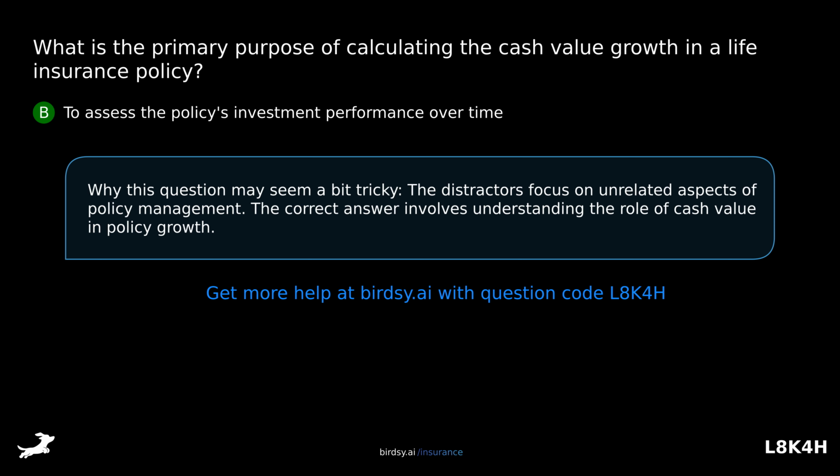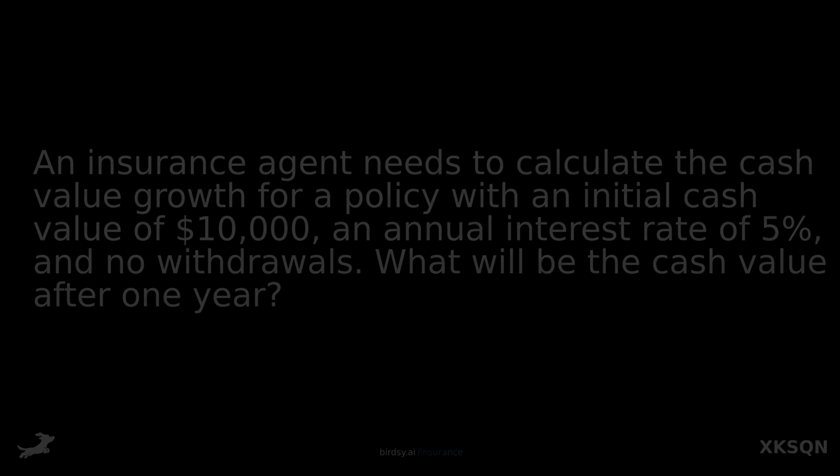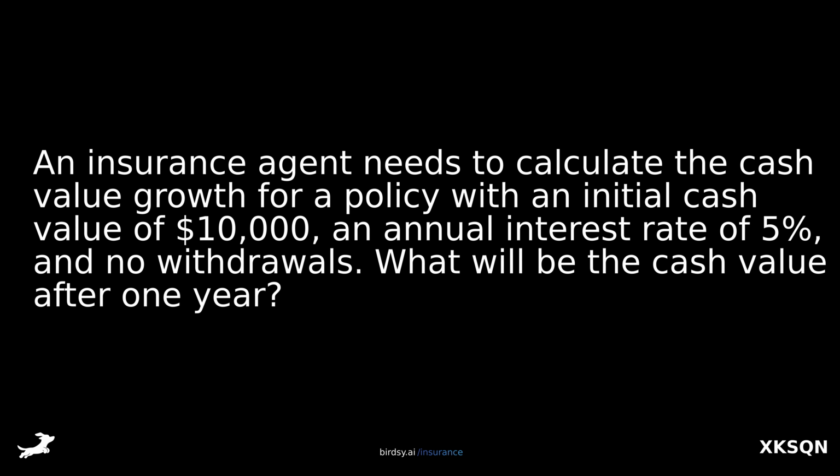Why this question may seem a bit tricky. The distractors focus on unrelated aspects of policy management. The correct answer involves understanding the role of cash value in policy growth. An insurance agent needs to calculate the cash value growth for a policy with an initial cash value of $10,000, an annual interest rate of 5%, and no withdrawals. What will be the cash value after 1 year?